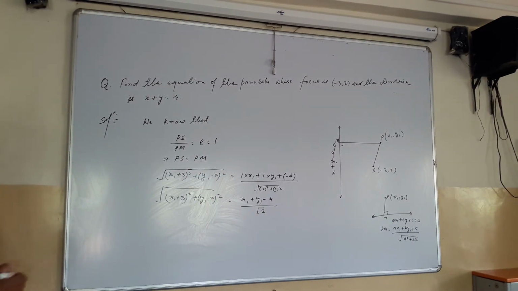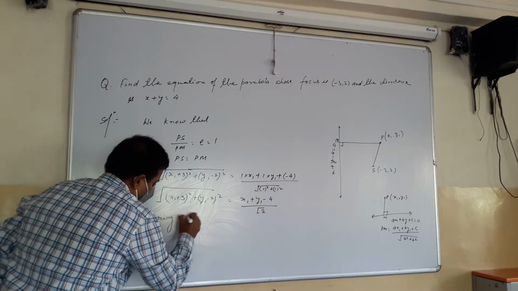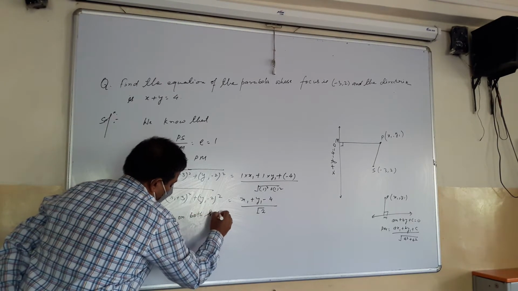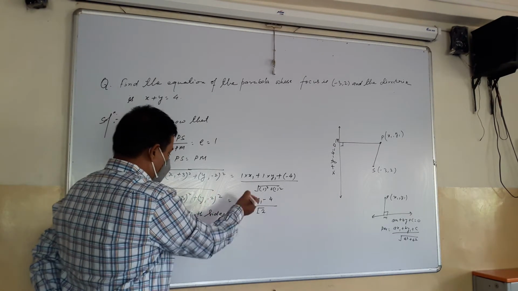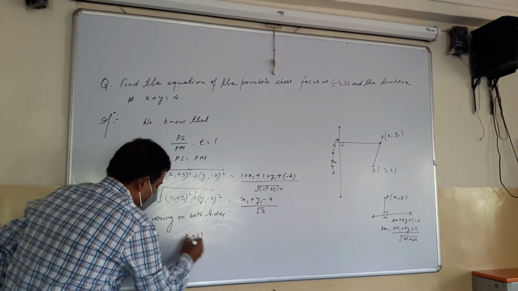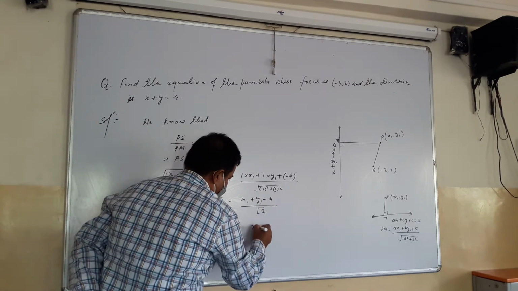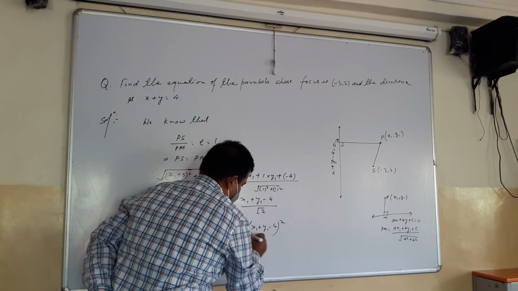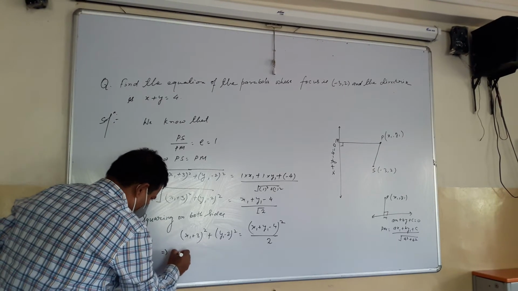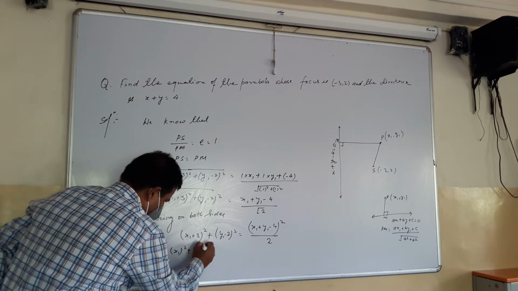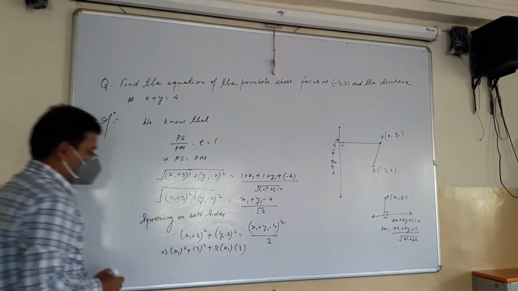Clear? So squaring on both sides, the square root will be removed, and we get (x1 + 3) whole square plus (y1 - 2) whole square equal to (x1 + y1 - 4) whole square divided by 2.